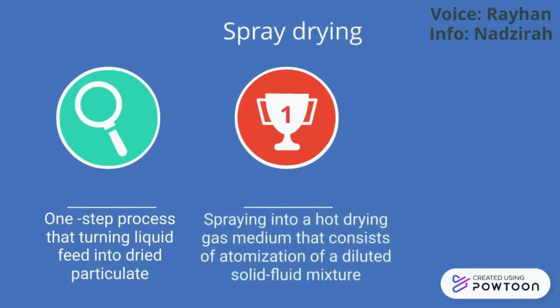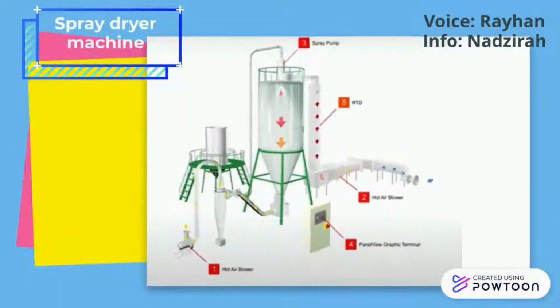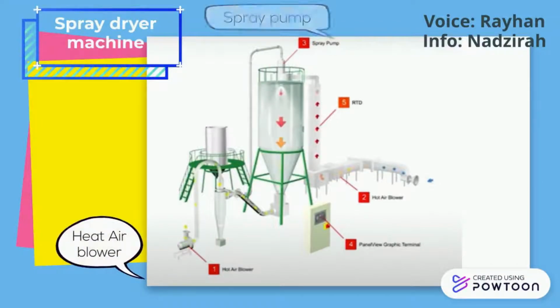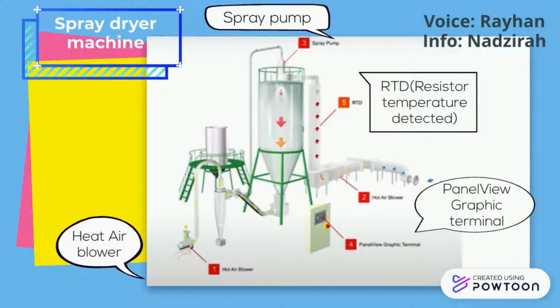By spraying the feed into a hot drying gas medium that consists of atomization of a diluted solid fluid mixture, it promotes solvent to evaporate. This is the diagram of spray dryer machine, which has heater, air blower, spray pump, resistor temperature detector, also known as RTD, and panel view graphic terminal. Now I will explain how it works.